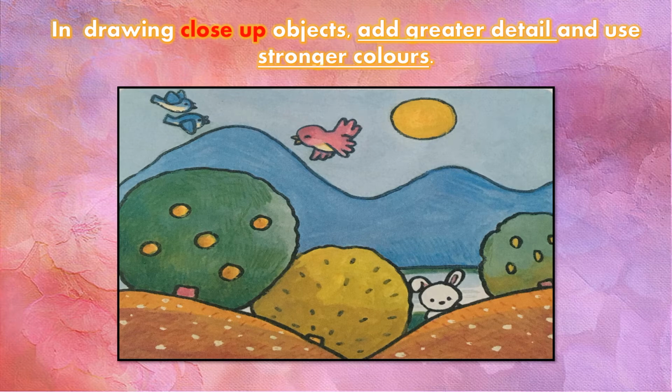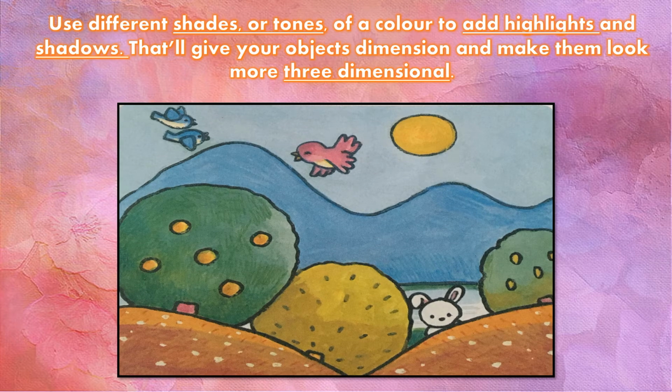We need to concentrate on light and shadow when drawing a picture to show distance and depth. Use different shades or tones of a color to add highlights and shadows. That will give your objects dimension and make them look more three-dimensional.